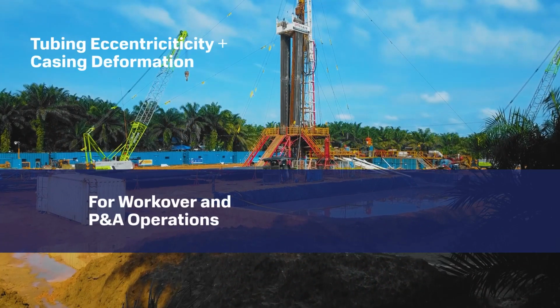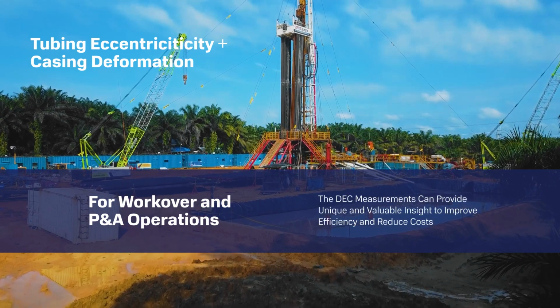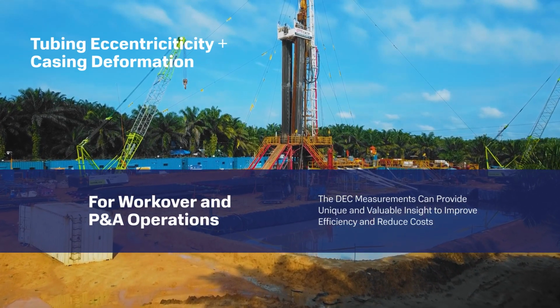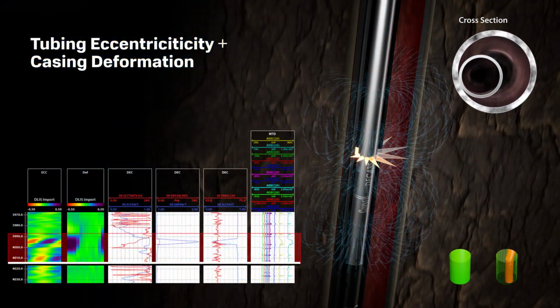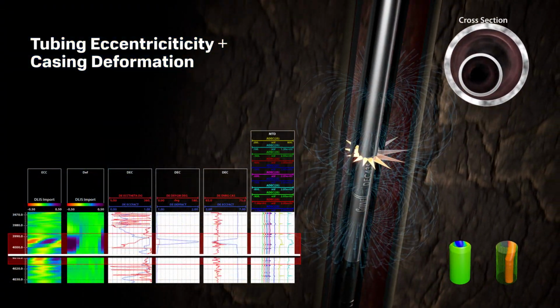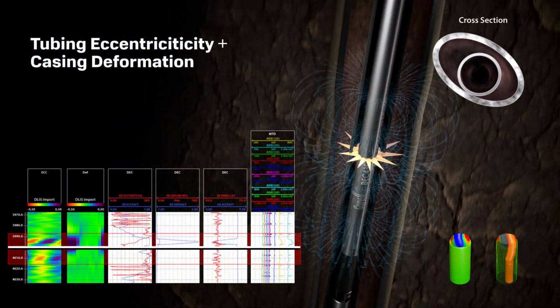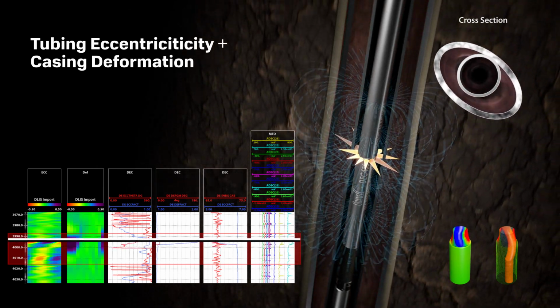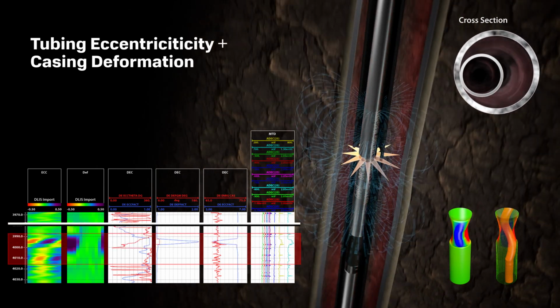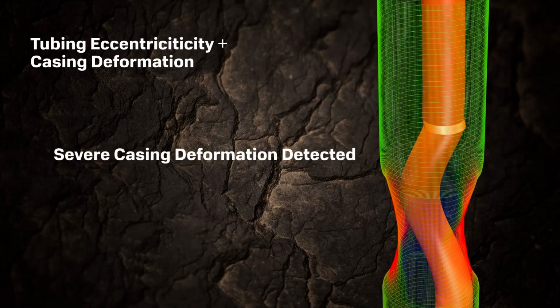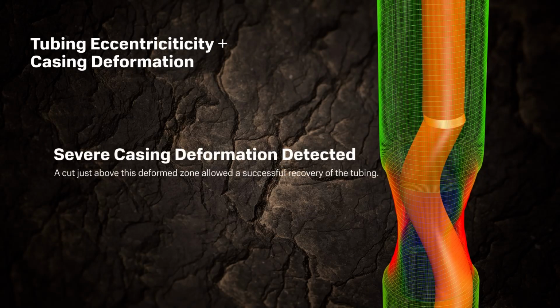For workover and P&A operations, the DEC measurements can provide unique and valuable insight to improve efficiency and reduce costs. In this well, the tubing string had twice been cut above the production packer, but it could not be retrieved either time. A DEC run showed that the casing was severely deformed about 1,000 meters above the cuts, resulting in detrimental bending and trapping of the tubing string.